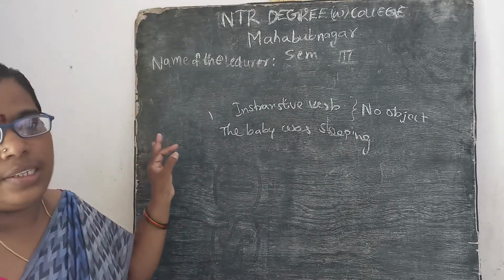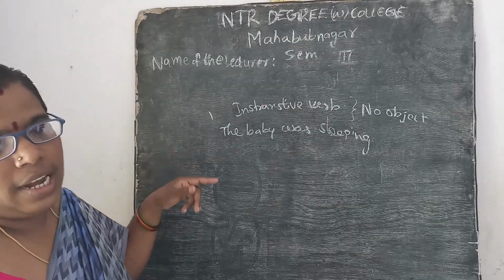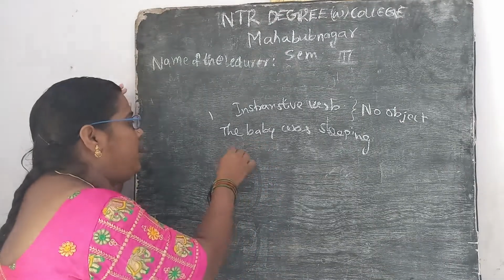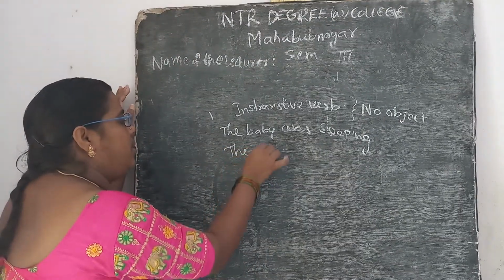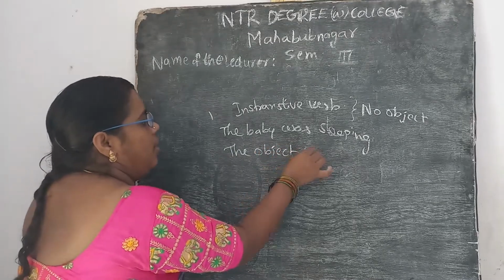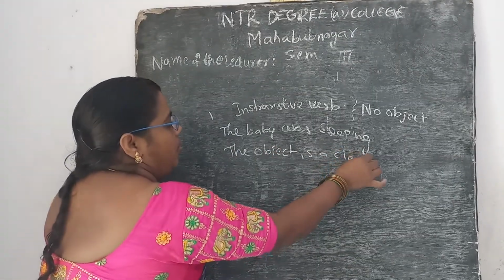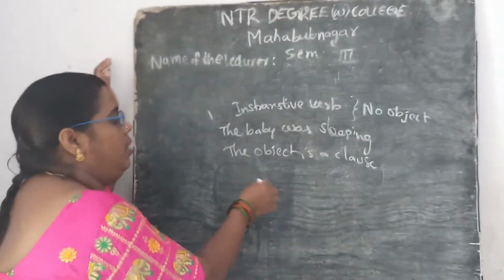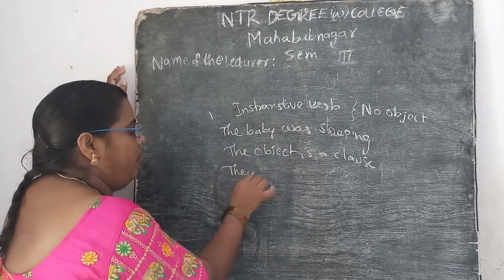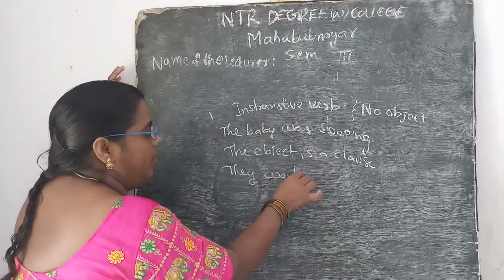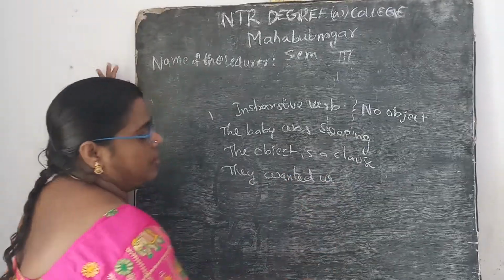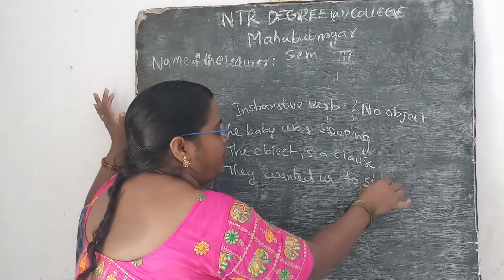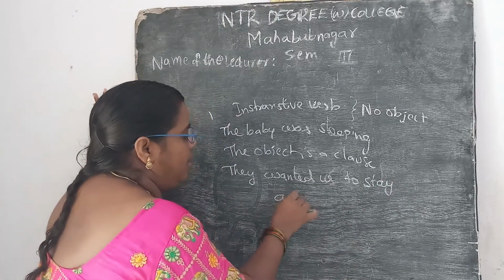The baby was sleeping. The object is a class where they wanted us to stay another week. So here you can see the object is a class, where they wanted us to stay another week.